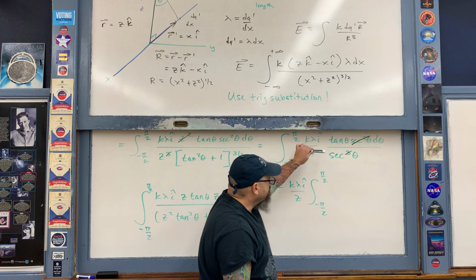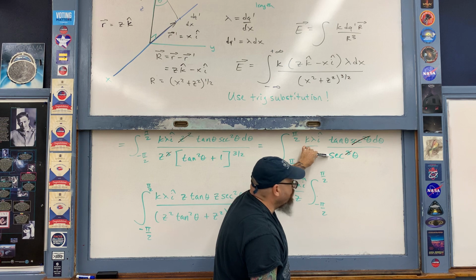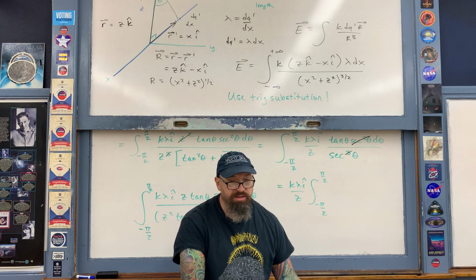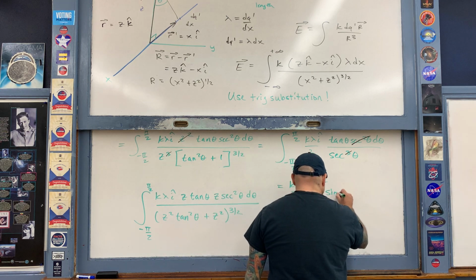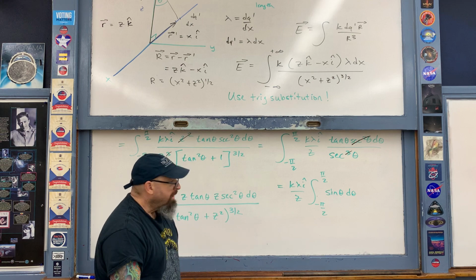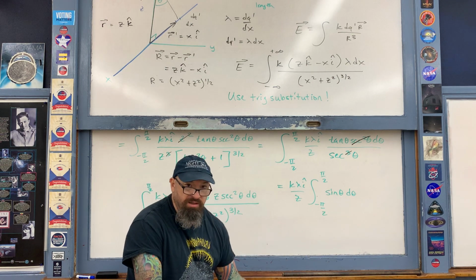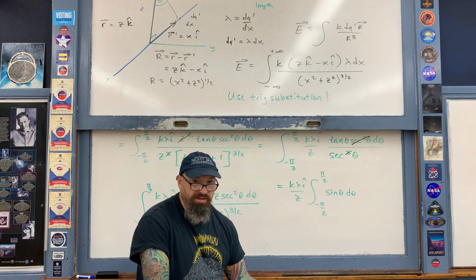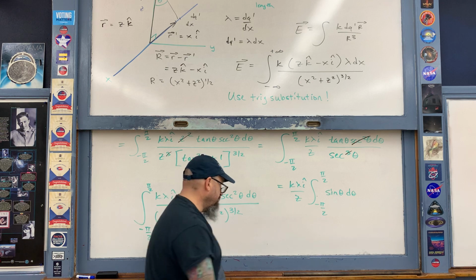And now we have the following. Tangent of theta is sine over cosine. Secant of theta is 1 over cosine. The cosines cancel and you're left with sine. Like so. Okay, what is the integral of sine? Well, the integral of sine is negative cosine. Derivative of cosine is negative sine of theta, so then therefore the integral of sine is negative cosine of theta.